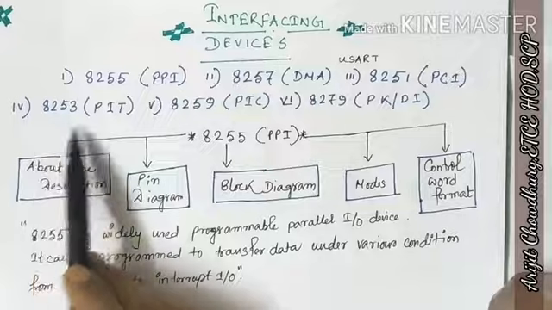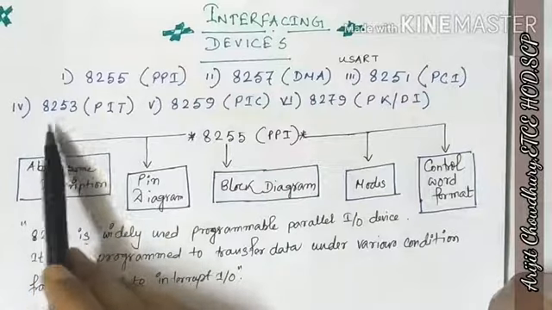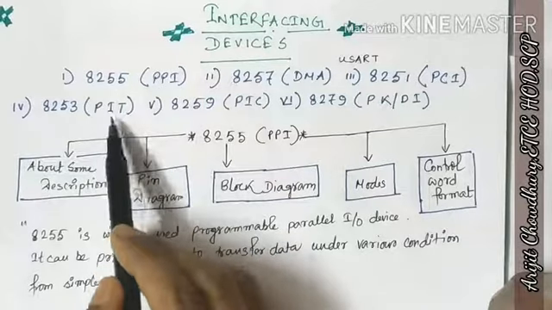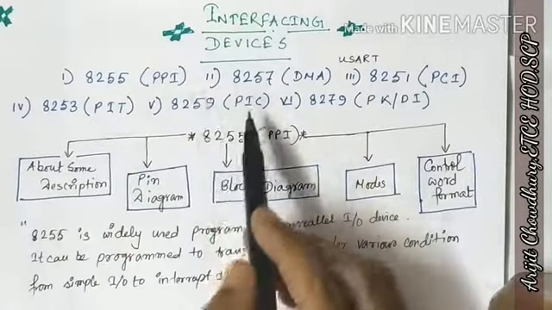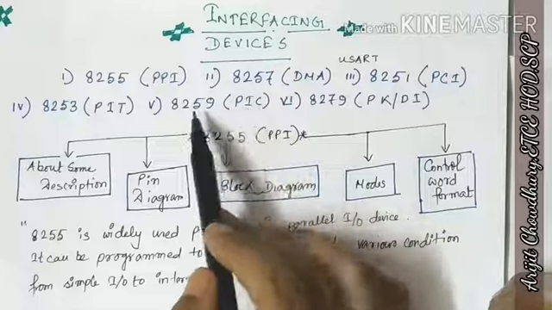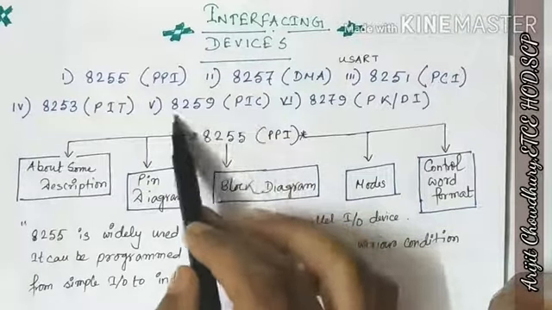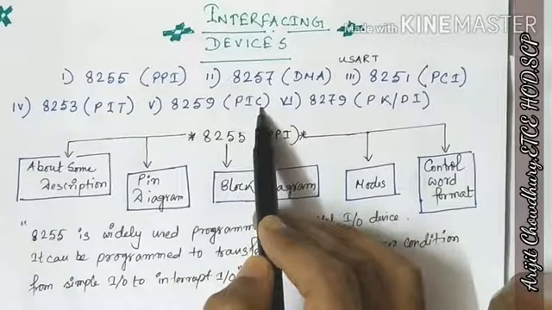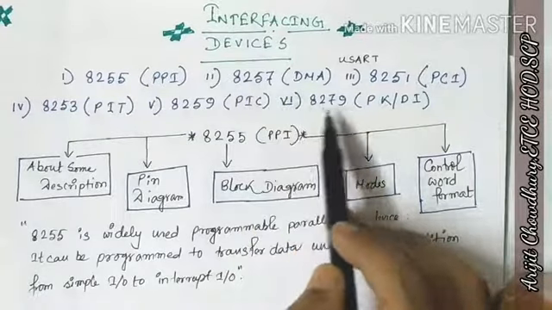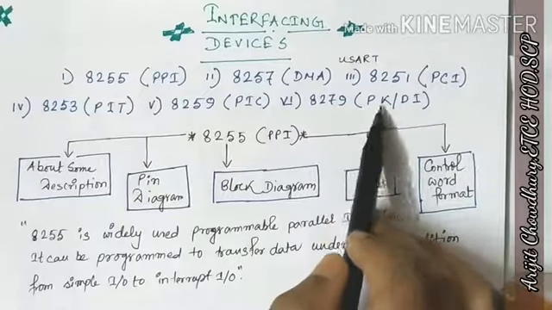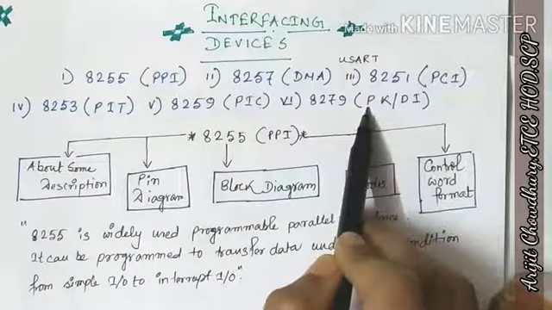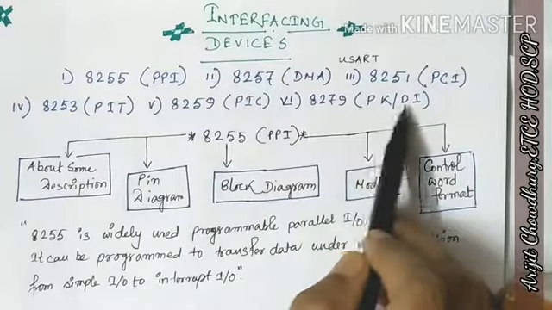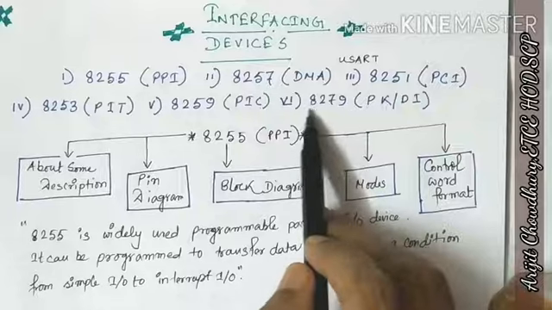Then for timer operation, 8253, programmable interval timer. For interrupt controller, 8259 is the PIC IC, programmable interrupt controller. Then 8279 stands for programmable keyboard or display interface. For keyboard display interface, we are using 8279.